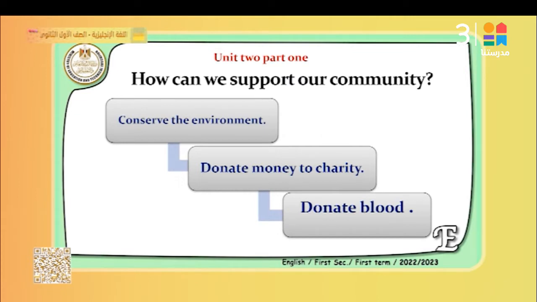Look at this screen. We can conserve the environment. Do you know the word conserve? Do you remember it from Unit 1? Conserve the environment means keep the environment clean, protect the environment. We can donate money to charity. What does it mean to donate money? It means to give money to the poor. And donate blood, also give blood to people who need blood transplant.